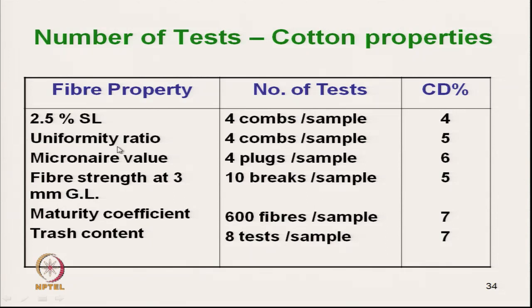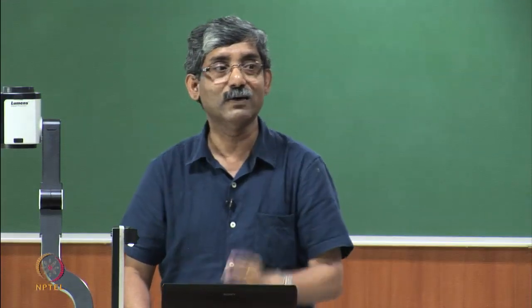For uniformity ratio, again 4 combs per sample, it is a 5. Micronaire value, 4 plugs per sample, it is a 6, like that. This is for trash content, 8 tests per sample, 7%. And micronaire value, this is the value 6%, just to remember the 6%. I will give you one example in the next slide, so that it will be clear. I have taken only one example for micronaire, just to show the significance of critical difference.